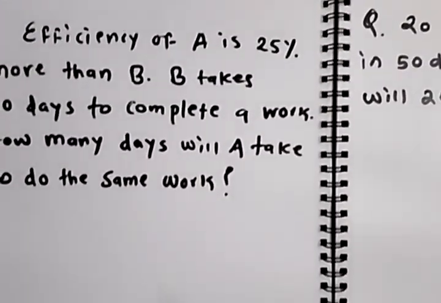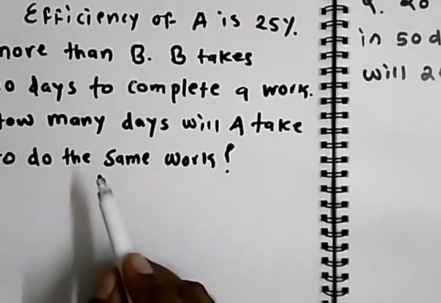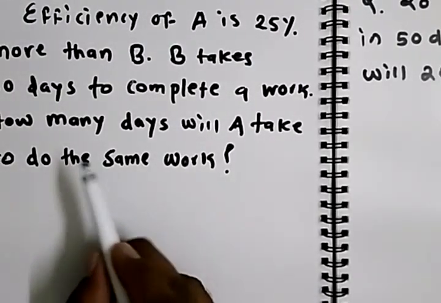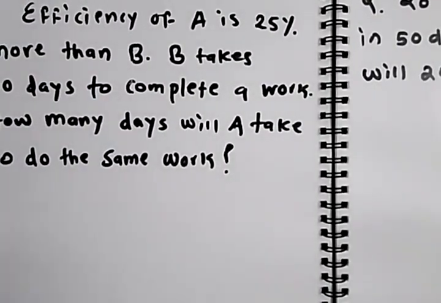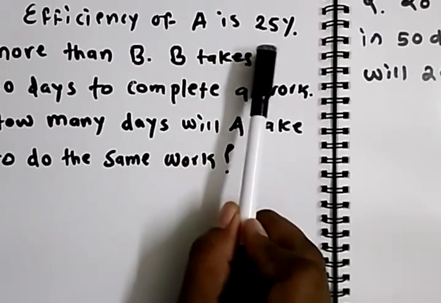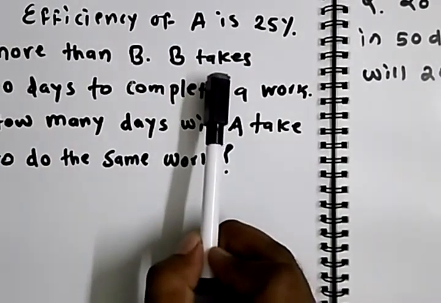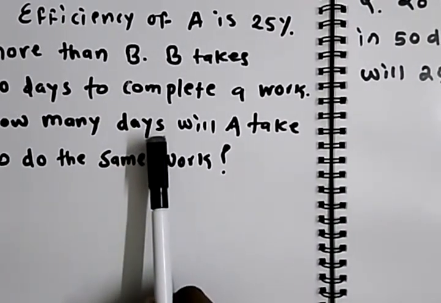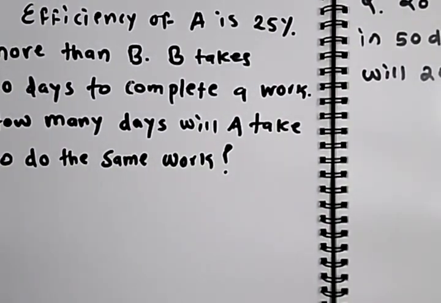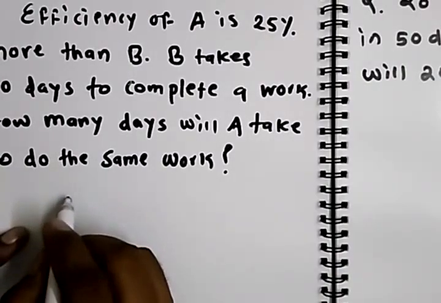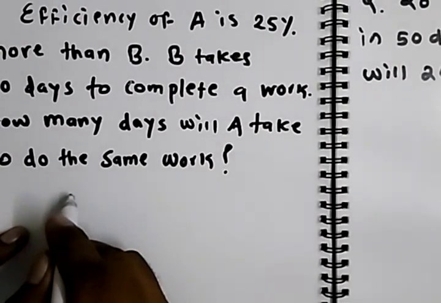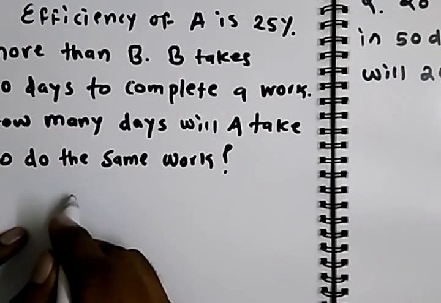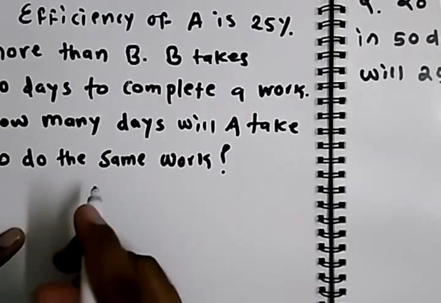Now let's apply the product stability concept to the time and work questions. Efficiency of A is 25% more than B. B takes 20 days to complete a work. How many days will A take to do the same work? Efficiency and days taken to complete a work are inversely proportional to each other if the work remains the same.